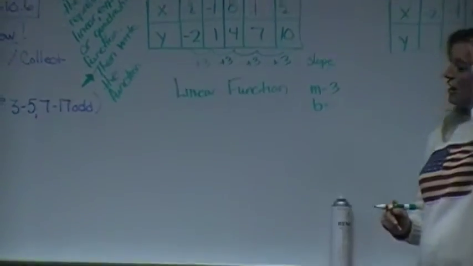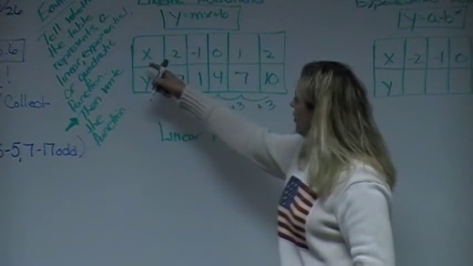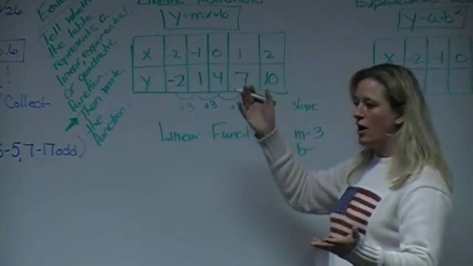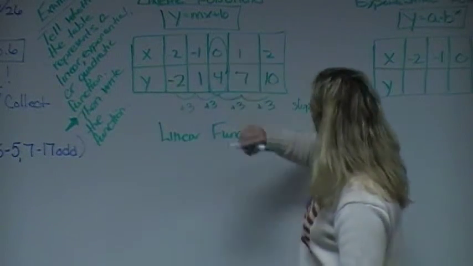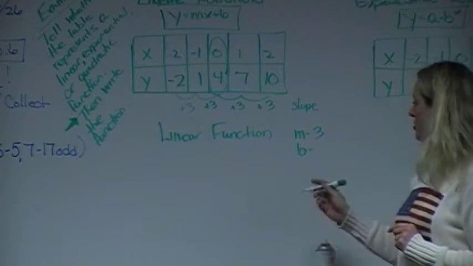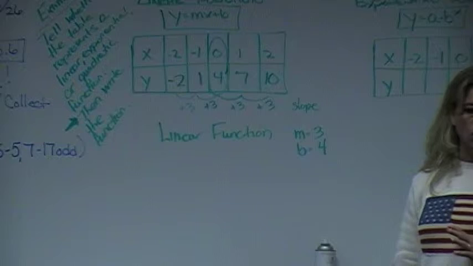What else do I need to figure out in order to write it in slope-intercept form besides my slope? My y-intercept. Can you look up on the table and tell me if you can find the y-intercept? It's 4, isn't it? Yes. Because whenever x is 0, whatever your y value is, that's your y-intercept. In this case, what is it? It's 4. So I've identified my y-intercept. My y-intercept is 4.